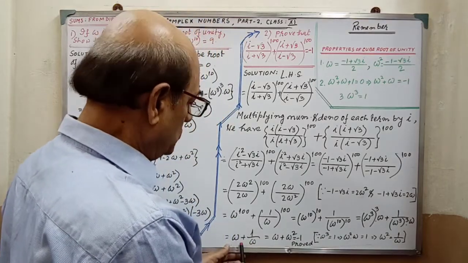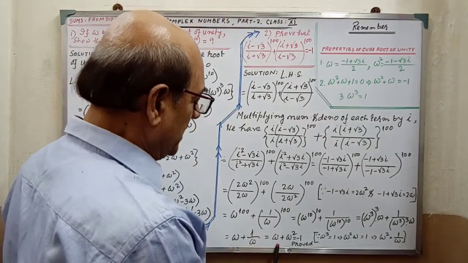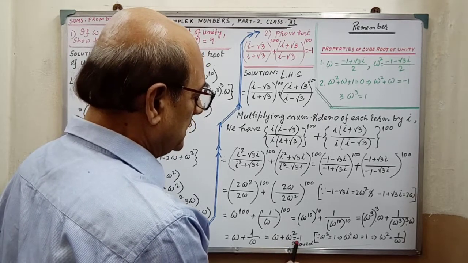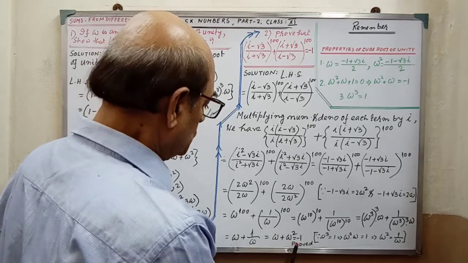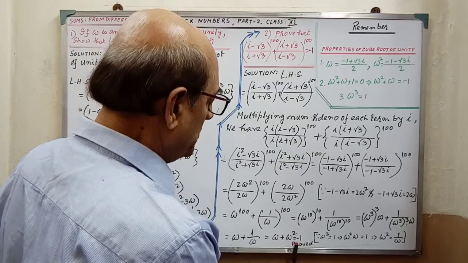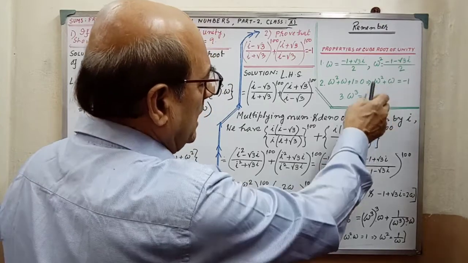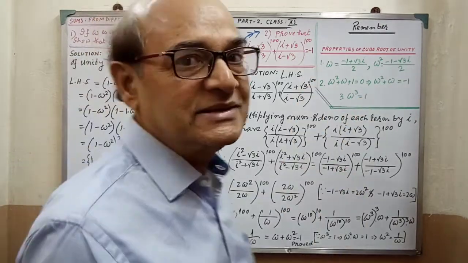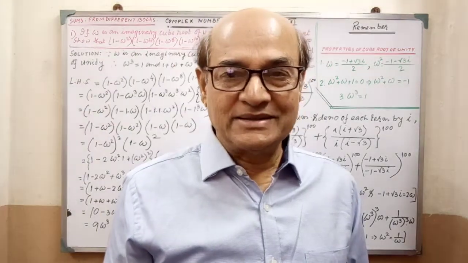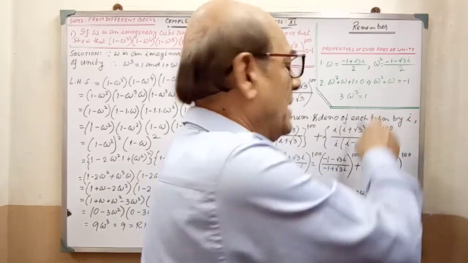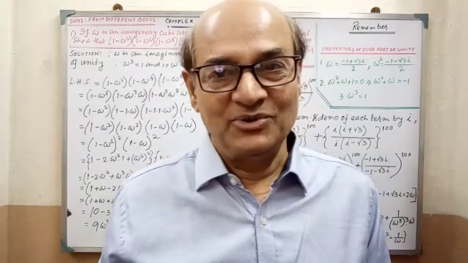After putting the value we are getting this, and then by simplifying we are getting omega plus omega square equals minus 1. Why? The value of omega plus omega square is minus 1. So we are getting the right hand side, so it is proved. Same thing, you have to follow the steps attentively. The sum is very simple. You have to remember this, then you will easily understand.